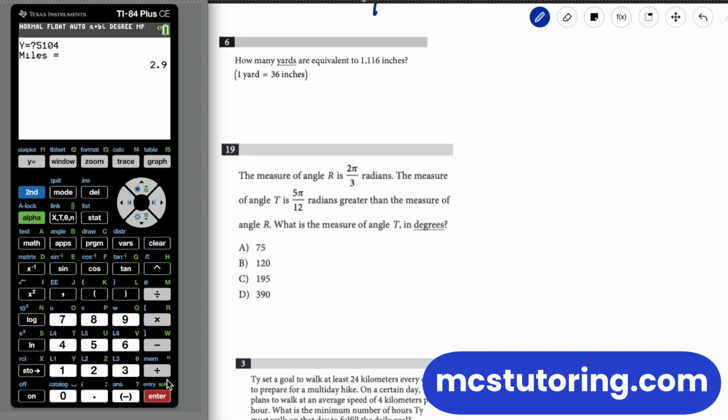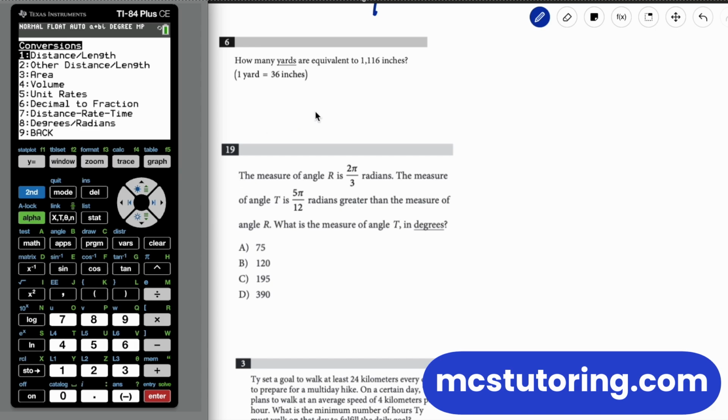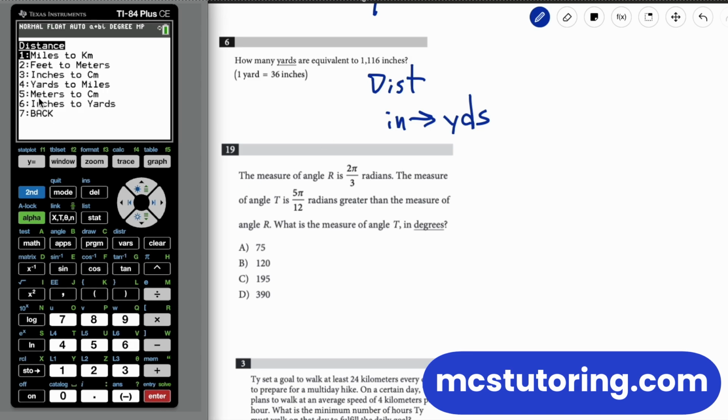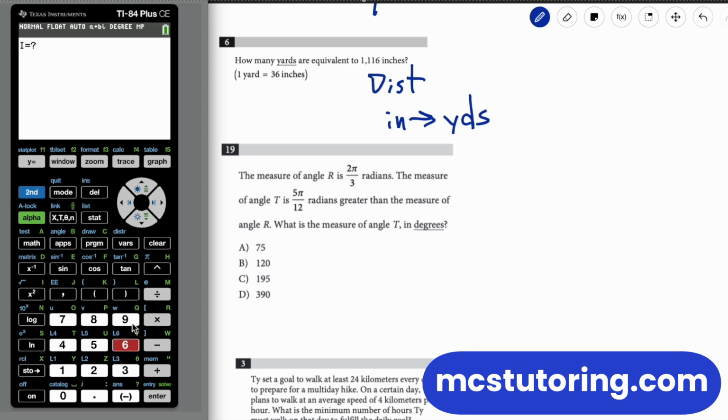Okay, good. How many yards are equivalent to 1,116 inches? Again, this is a distance conversion, and we're going from inches to yards. So we're going to go distance length. Hopefully we got it here. Inches to yards, option 6 here. So how many inches? 1116. There we go. And then 31 yards. Awesome. We got a good answer here.